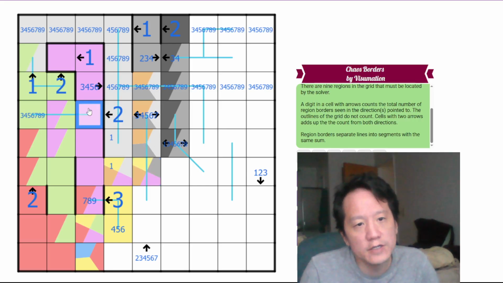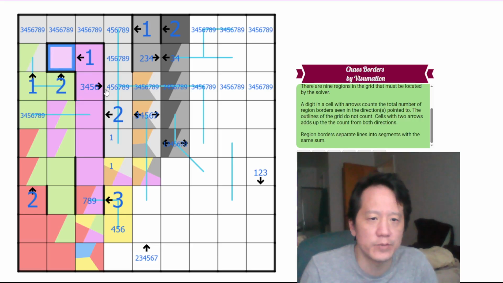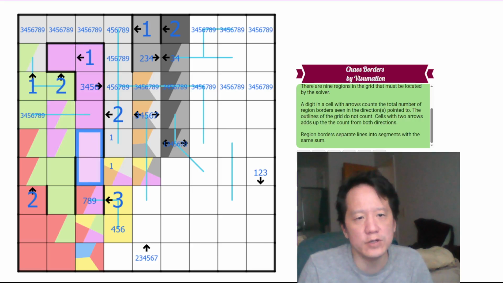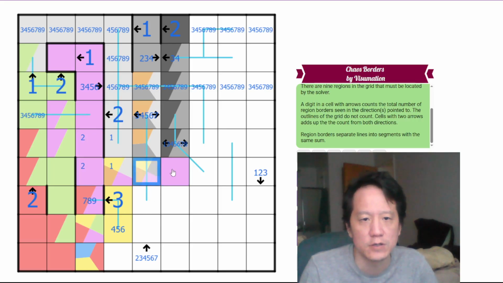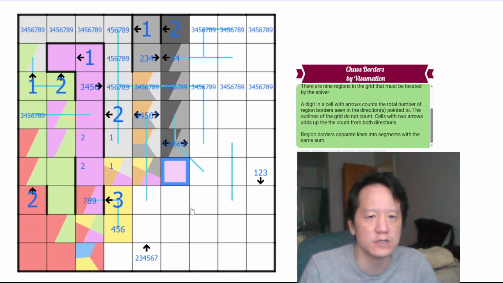The pink needs a 2. Where is the pink 2? Cannot be here, cannot be any of these, cannot be here. So the pink 2 could be either here or potentially here. Okay, pink can get up to here. That's potentially possible. Could be medium, dark, or orange of some sort.